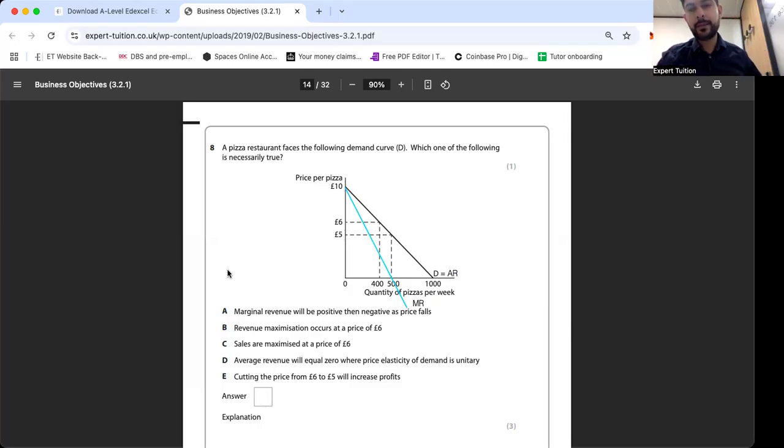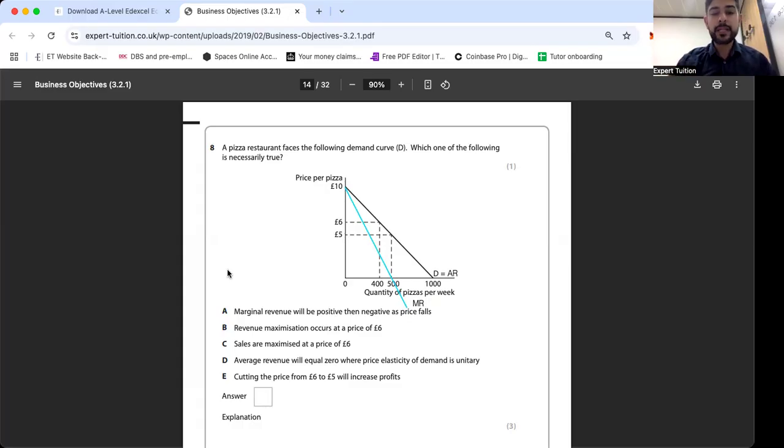C. Sales are maximized at a price of £6. A good opportunity for you to pause the video at this stage to check that you know what the rule is for sales max. I did it a second ago. Sales maximization is AC equals AR. I have an AR curve. Do I have an AC curve? I ain't got an AC curve. I can't therefore tell you if sales are maximized at a price of £6. I have no idea because I have no AC curve. So it cannot be C.